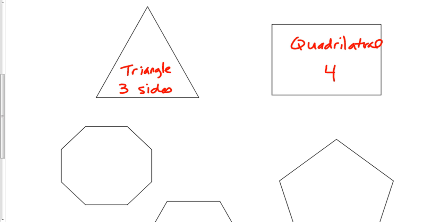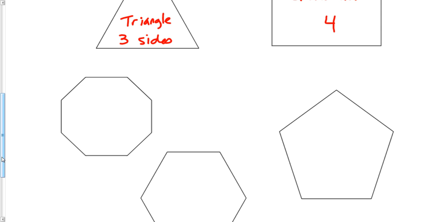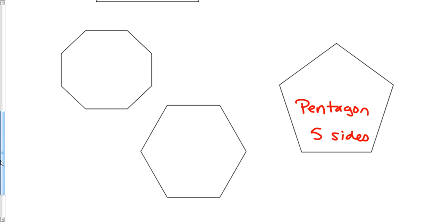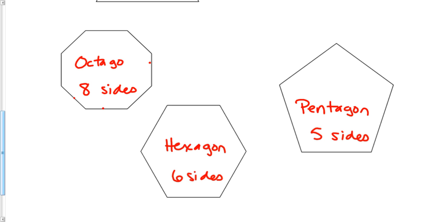I'm going to move down to the right, and this shape has 5 sides, and the name of this polygon is a pentagon. And again, circling around, the next shape has 6 sides, and this shape is a hexagon. And then finally moving back up, 1, 2, 3, 4, 5, 6, 7, 8. We have 8 sides, and the name of this polygon is an octagon. And you do need to know what these names are.